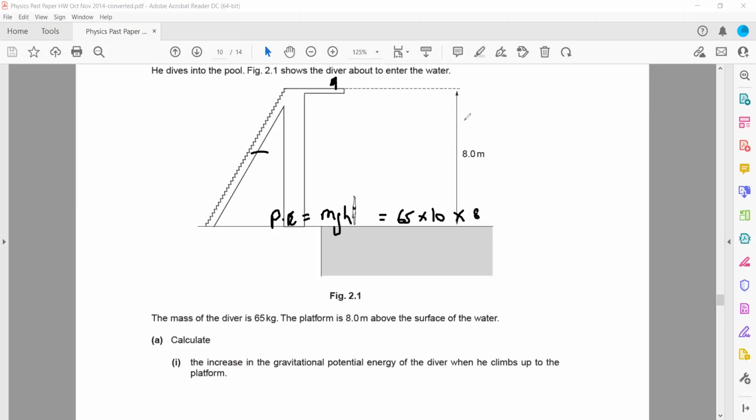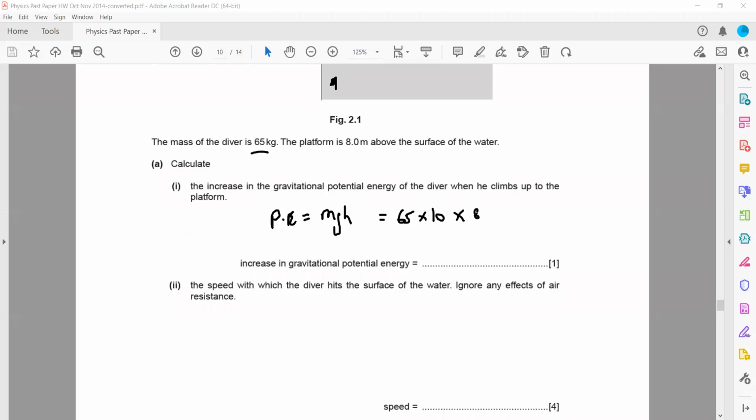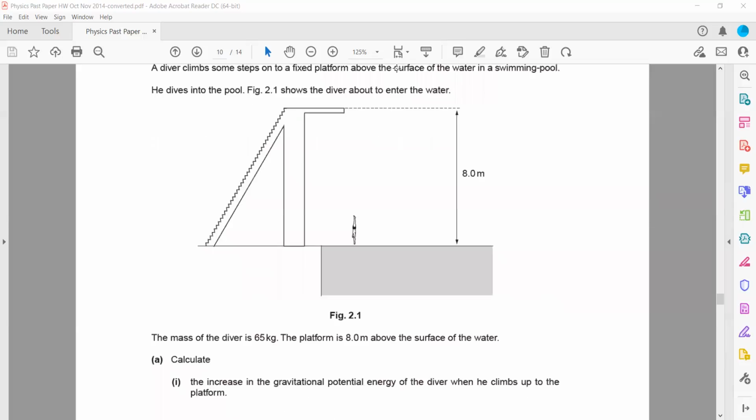So 65 multiplied by 10 multiplied by 8 will give us the gravitational potential energy of this swimmer, which is about 5200 joules. So it is 5200 joules of potential. The speed at which the diver hits the surface. Ignore any effect of air resistance. So if there is no air resistance, look, when the diver is at this point, he has a potential energy which is 5200 joules.